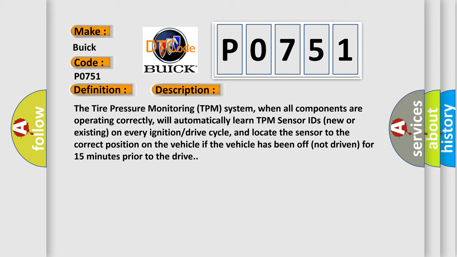The tire pressure monitoring TPM system, when all components are operating correctly, will automatically learn TPM sensor IDs, new or existing, on every ignition drive cycle, and locate the sensor to the correct position on the vehicle if the vehicle has been off, not driven, for 15 minutes prior to the drive.